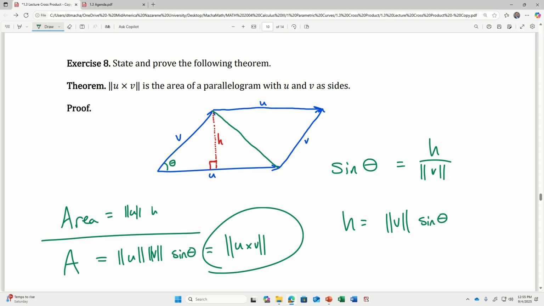So if you get any kind of weird question that's asking you about the area of a parallelogram, maybe the easiest way to find the area of the parallelogram is that you take the cross product of the vectors that make up the sides of the parallelogram and then take the norm of that cross product.